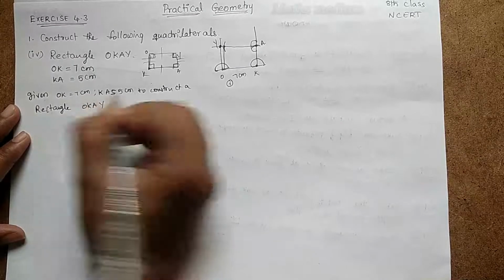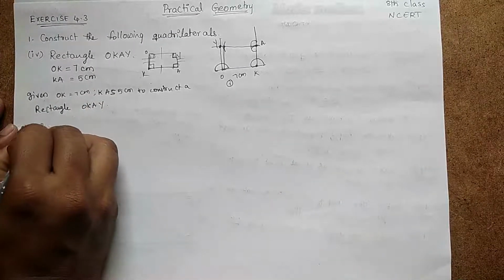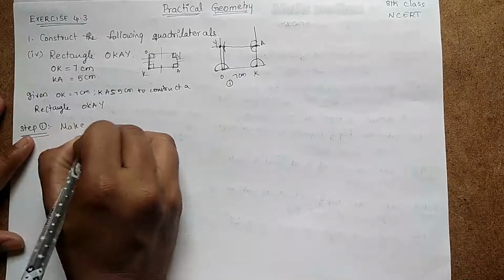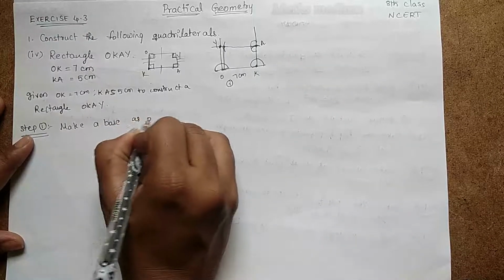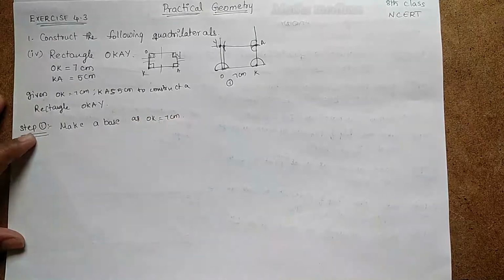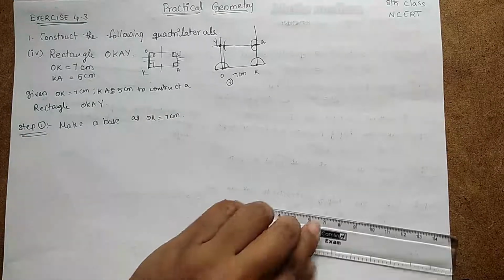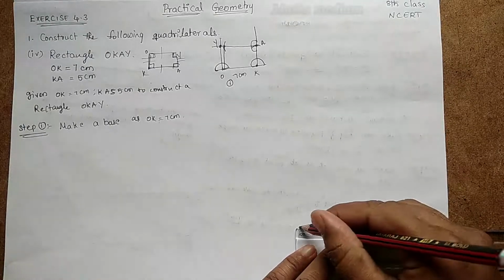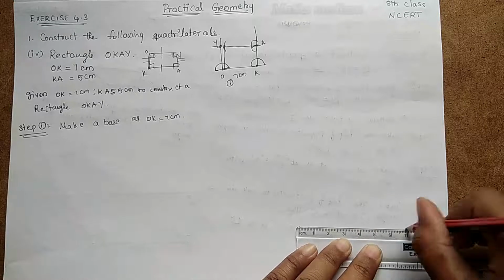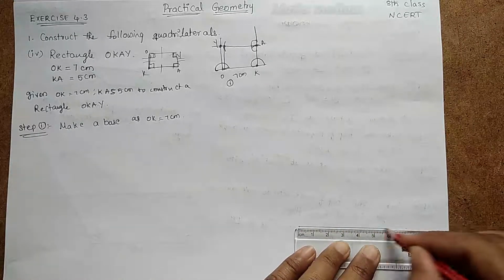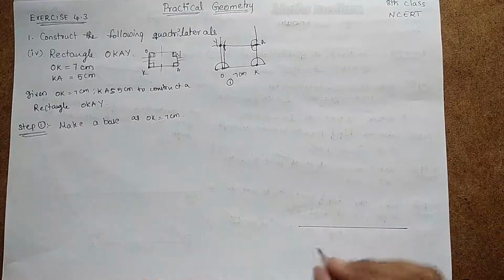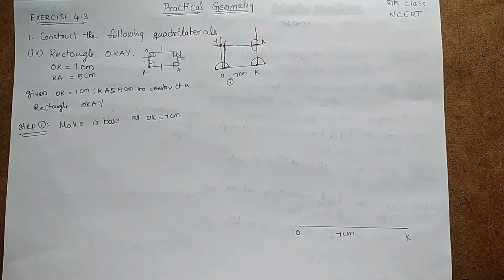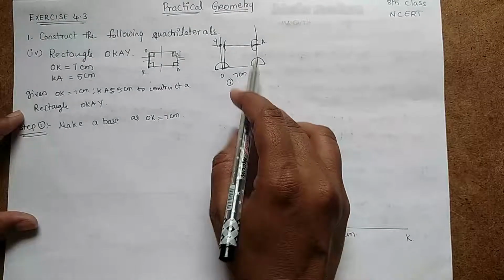Step 1: make a base OK equal to 7 centimeters. Take the help of a scale and draw 7 centimeters, put points at 0 and 7 and draw a line. So this is O and this is K, 7 centimeters. Step 1 is over.